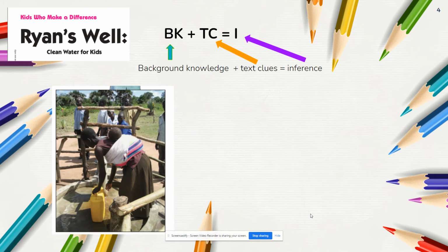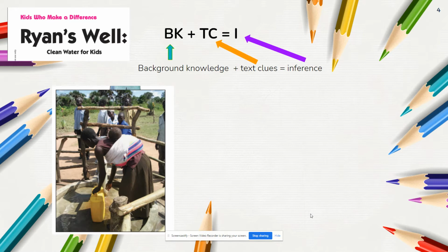I want you to look at some of the photographs from the article. Think back to our equation. Background knowledge plus text clues equals an inference. We need to remember that when we infer, we merge our background knowledge with clues in the text. Keeping in mind that information, let's take a look at the photograph within the article.